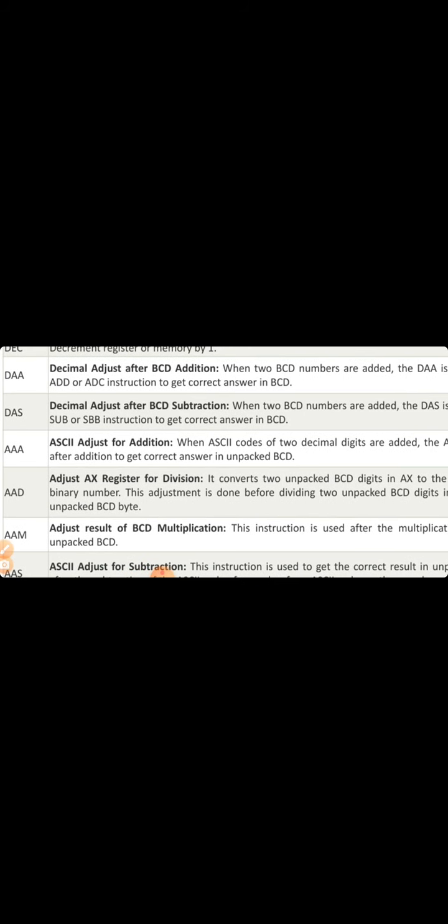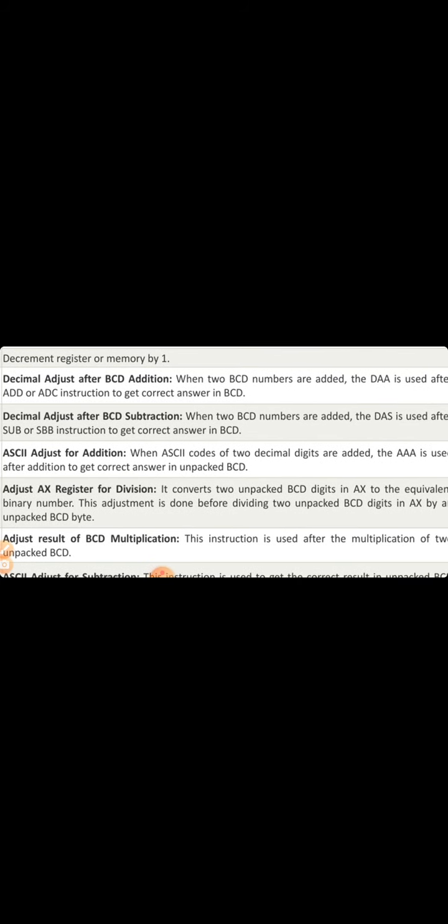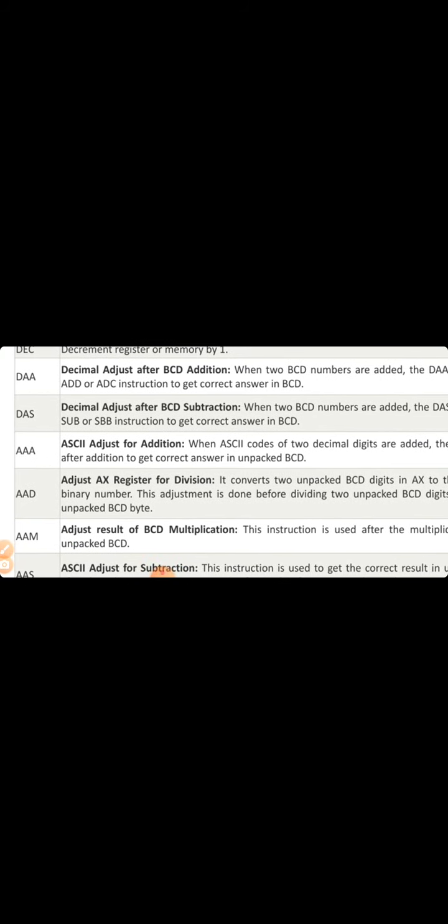ASCII adjust for addition. When we want to add two decimal digits' ASCII values, then we use the AAA instruction after addition to get the correct answer in unpacked binary coded decimal, BCD, numbers.